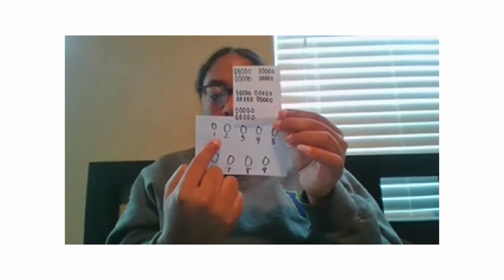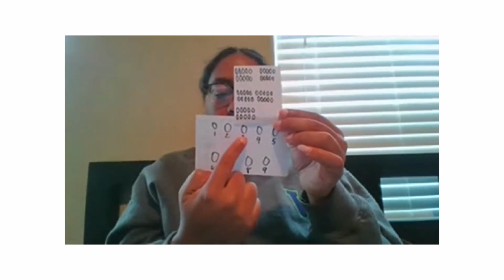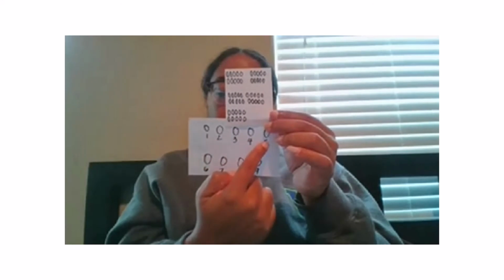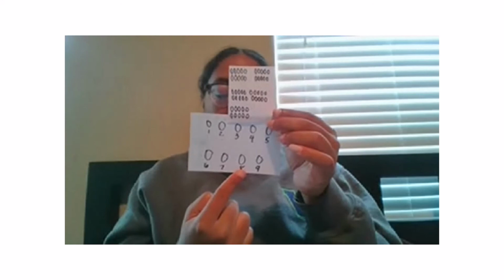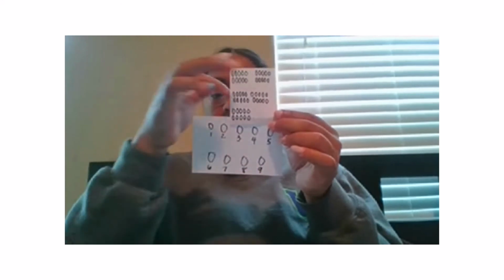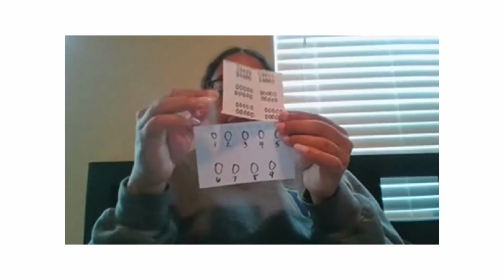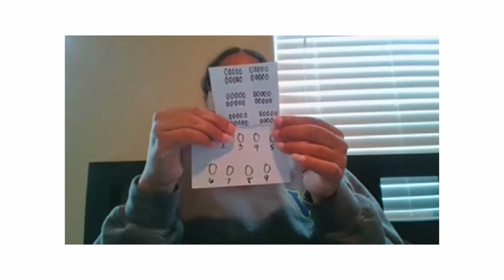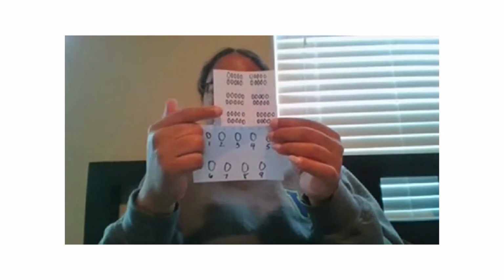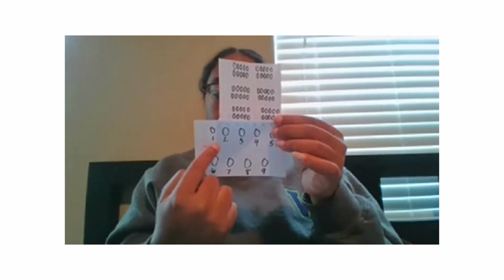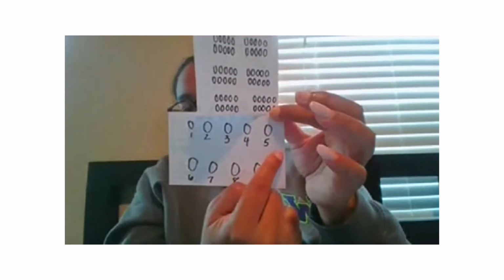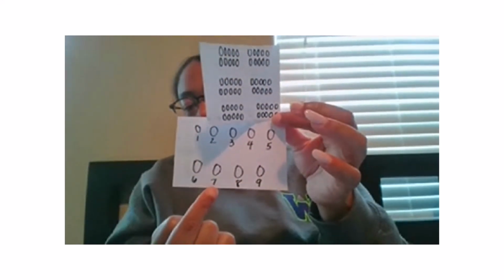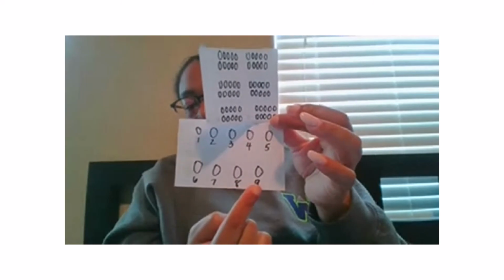50, so 51, 52, 53, 54, 55, 56, 57, 58, 59. What comes next? 60. How many tens do I have right here? 6. If I have 6 tens, that means I have what? 60. Great job. So 60, 61, 62, 63, 64, 65, 66, 67, 68, 69.